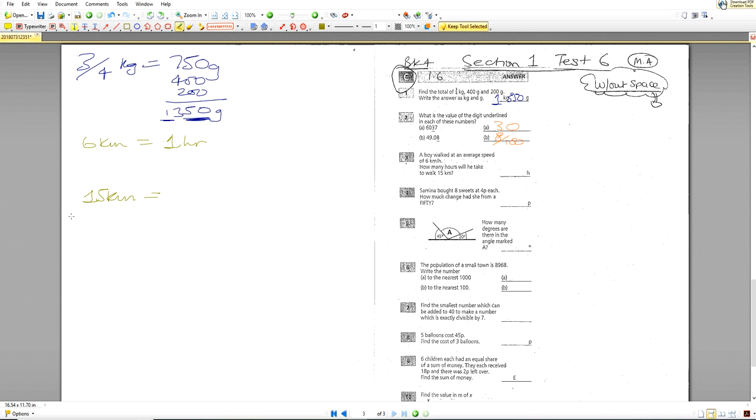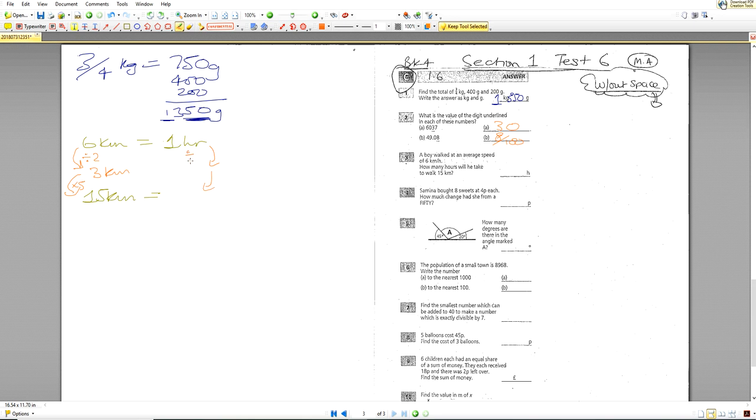Now, in order for me to go from 6 to 15, I need to take an intermediary step. I need to go from 6 to 3, and then from 3 to 15. That'll be easier, because 6 doesn't go directly to 15, because 15 is not a multiple of 6. So 6 to 3, we divide by 2. 3 to 15, times by 5. This is called direct proportion or ratio. So what we do on the left hand side, we repeat on the right hand side.